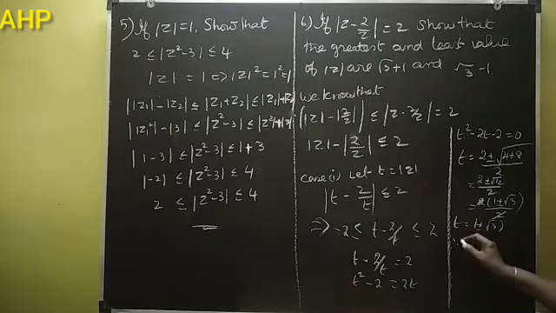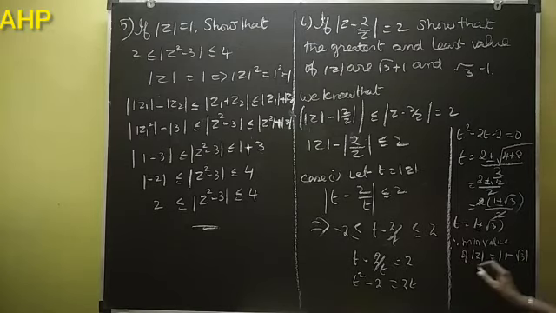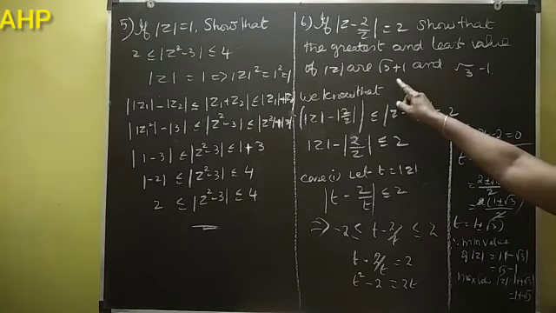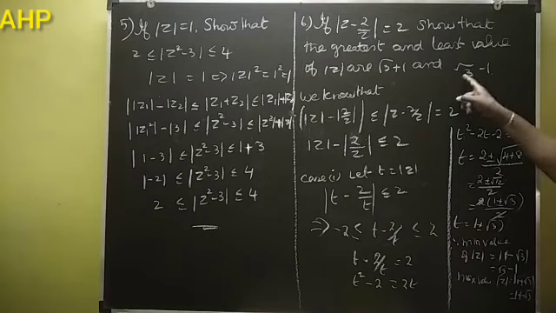Therefore t is modulus Z. So the minimum value of mod Z is equal to mod of 1 minus root 3, and the maximum value of mod Z is equal to mod of 1 plus root 3. So the minimum value is root 3 minus 1, and the maximum value is 1 plus root 3. Therefore the maximum value is root 3 plus 1 and the minimum value is root 3 minus 1.